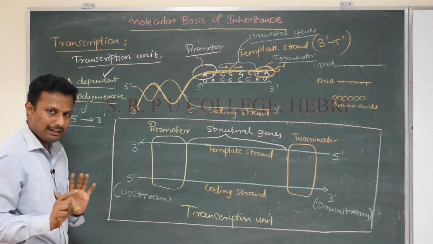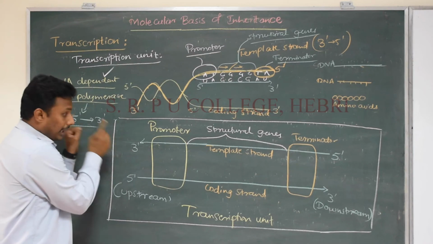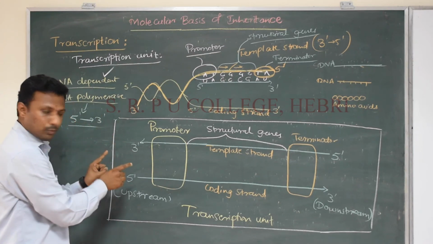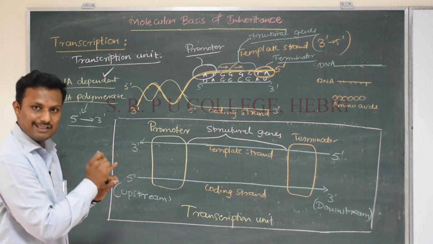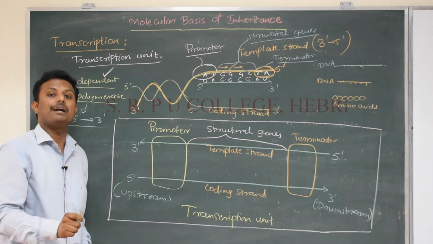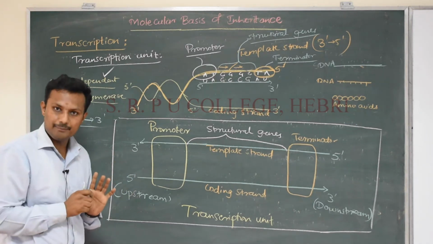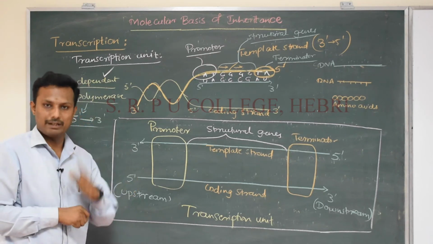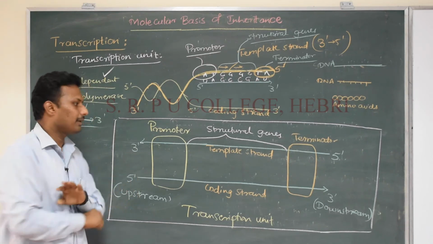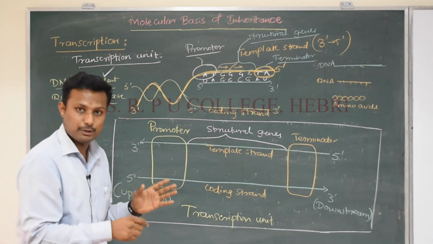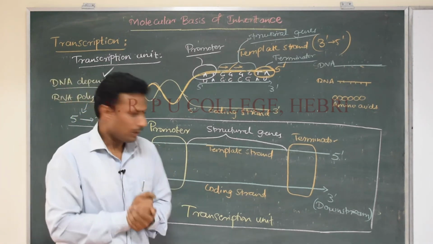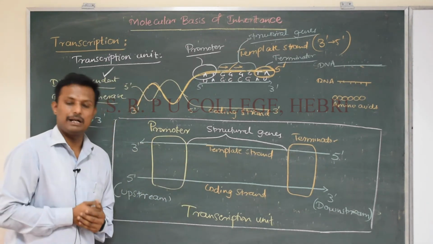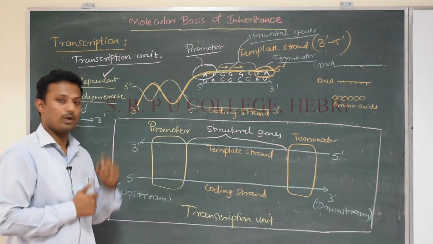I have told you very clearly, whenever you draw the DNA or RNA in this chapter, you have to pay attention to the polarity. Whether it is the 3' end or the 5' end, you have to keep that in mind. Otherwise the entire diagram, the entire concept that you are trying to explain, will go completely wrong. So please practice this diagram and also study this concept from the textbook.